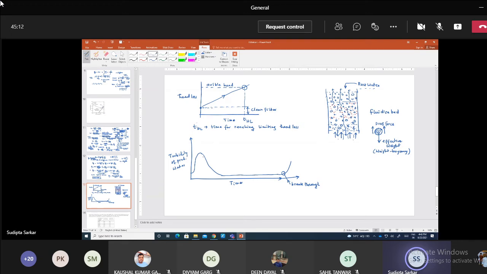This amount of water you need to waste, because it is highly turbid water. It is filtered water, but you actually have to waste it, so we call it filtered-to-waste water. We have to stop the run here because then we have to go for a backwash. So this is your effective duration of filter run. So the effective filter run is during this time, and this is called ripening time.